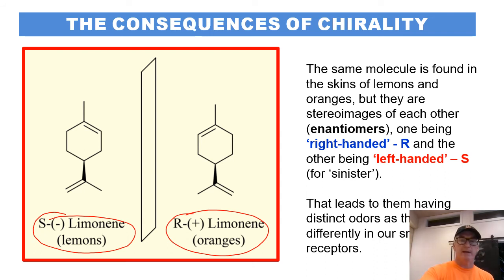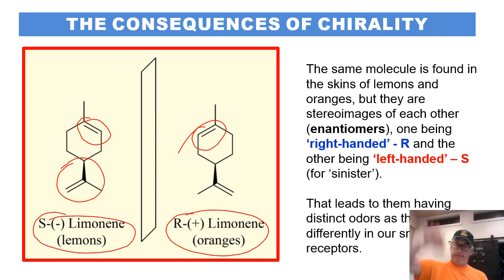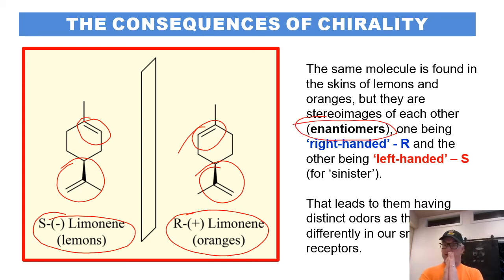So this one has a double bond on the ring on one side. This one has a double bond on the ring on the other side. And you can't stack them together because this part is coming up. If it was flat, you could stack them on top of one another. But we can't stack them on top of one another because this group is coming out in 3 dimensions, coming out at us. So they are enantiomers. They're stereo images. They're mirror images of each other.